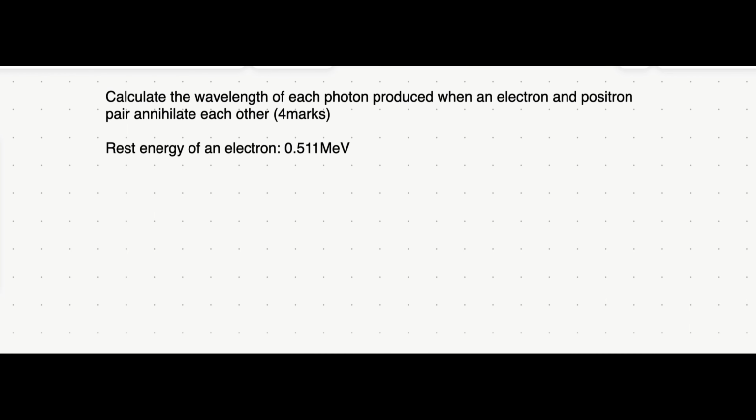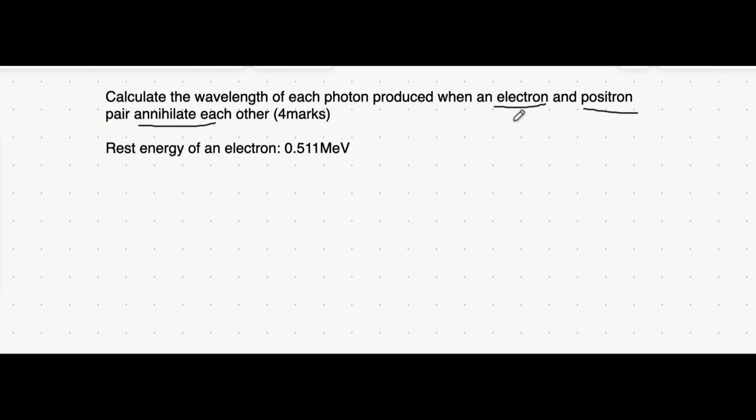Question where we're going to have a look at annihilation, which is in particle physics, and a little bit in quantum physics as well, actually. So it's asking you to find the wavelength of each photon that's produced when annihilation happens between an electron and a positron. So first of all, what is annihilation?